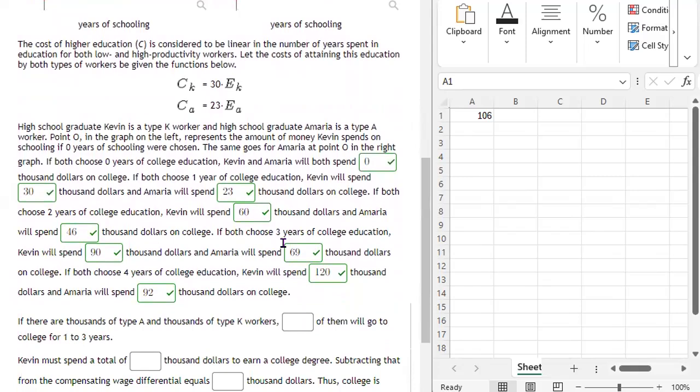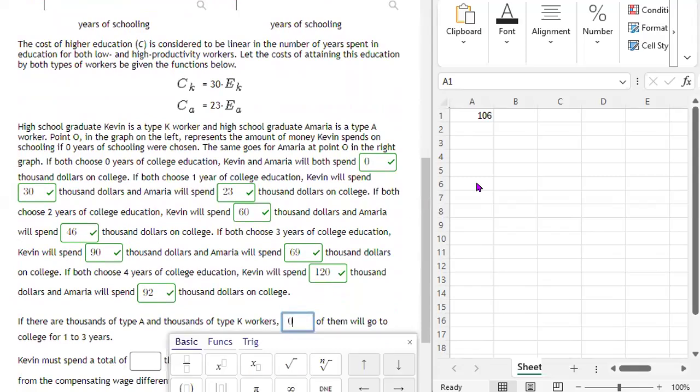Now, if there are thousands of type A and thousands of type K workers, how many of them will go to college for 1 to 3 years? 0, right? 0 aren't going to go, because why would they go? You want to go to college to get that college degree, to send a signal to an employer that you're going to be a high productivity worker in a type A industry, right? So neither the type A nor the type K workers will get some college. They're going to go to college to get that college degree, right?